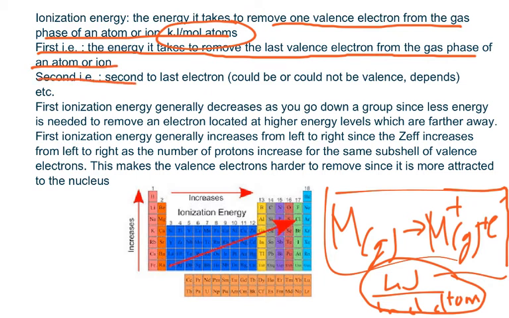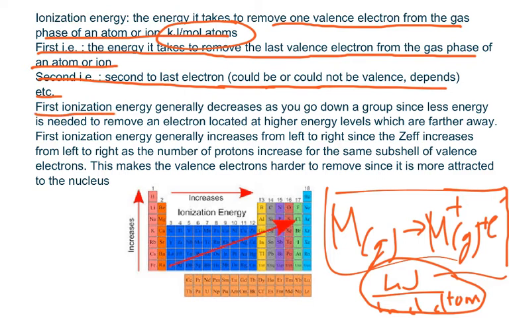And the second ionization energy is the energy it takes to remove the second to last, or the second electron from the atom or ion. And it could be or it could not be a valence electron. It all depends on what type of situation we're looking at, as we'll see later.